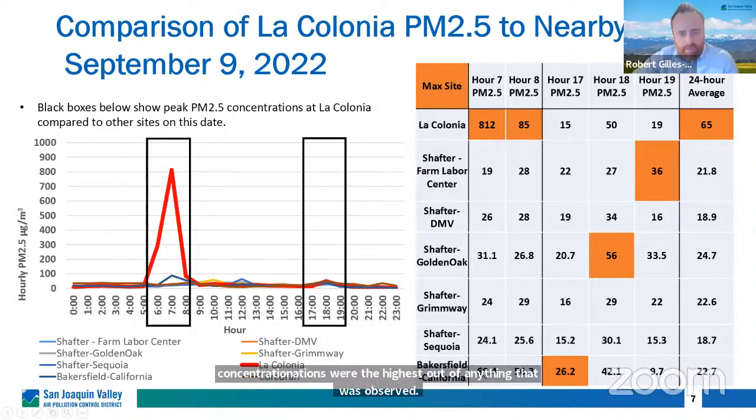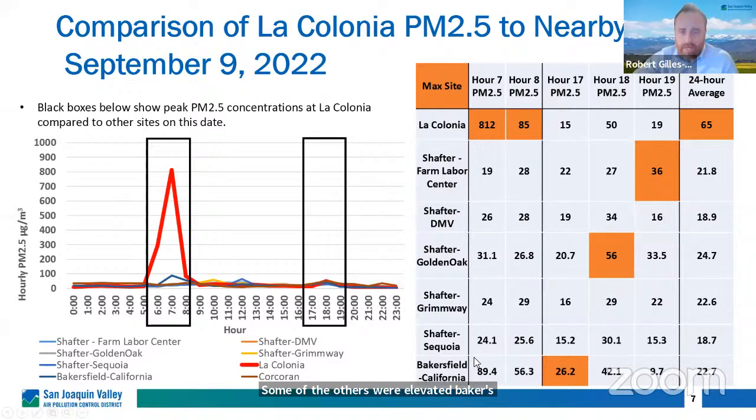Bakersfield, California was elevated at 89, but again, that's pretty far off and it's not matching as well with the rest of the community monitoring, which was even lower than that. And then that later afternoon period, we can see this increase of hour 18, where we see the 50 micrograms reading. There were other sites that were elevated at that time, not much higher, but the highest site during that time was recorded at the Shafter Golden Oak air monitoring site. And that was just a 56, so pretty comparable to La Colonia. But again, these are elevated, a little more common at that hour for some reason.